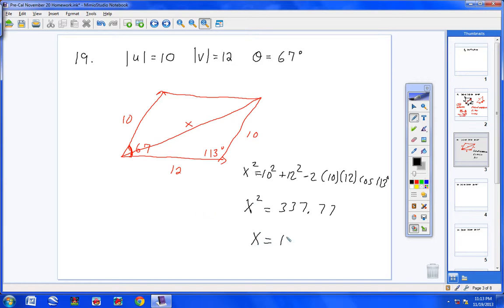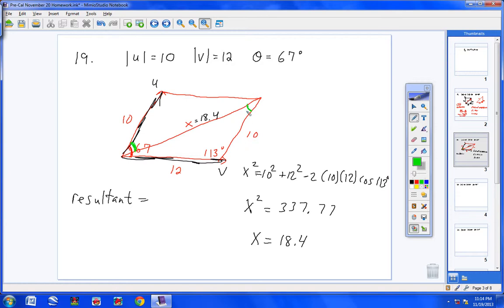So x equals 18.4. So the resultant, which is the length of x, when you add vector u plus vector v, we get this right here, which is 18.4. So this length is 18.4. Now, remember, next they want us to find this angle right here. It forms with vector u, this little angle right here. And remember, this little angle right here is always going to be the exact same angle as this right here. They're always going to be congruent.